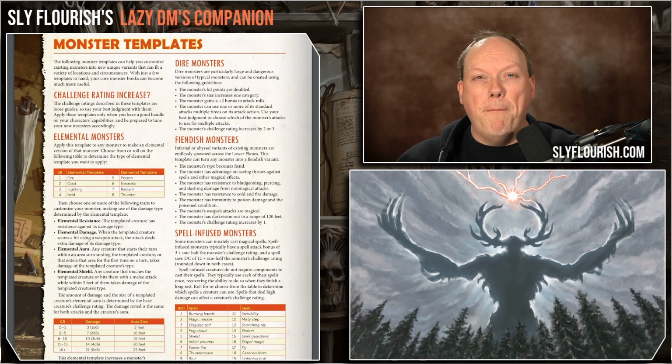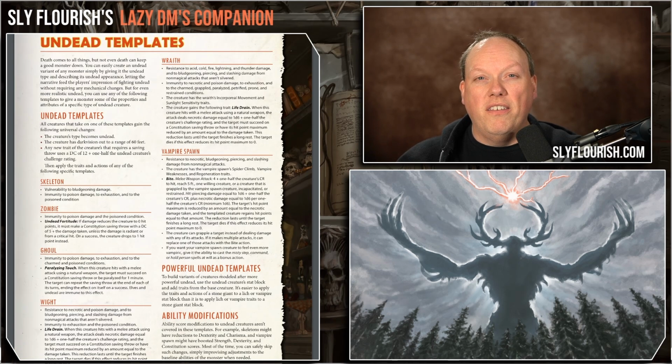Monster templates are a way to modify any monster in the book to turn them into different variants. This basically takes all of the monsters in the Monster Manual and multiplies them out by 7 or 8 times, giving you a huge range of different kinds of monsters you can use in your game with just a few small steps. Undead templates does the same thing, only with undead monsters.